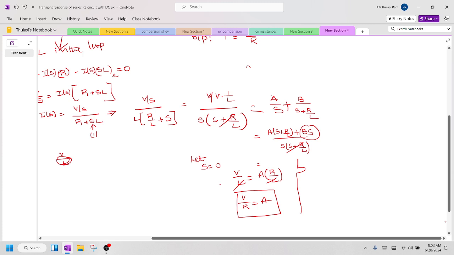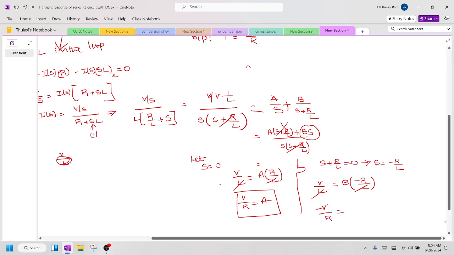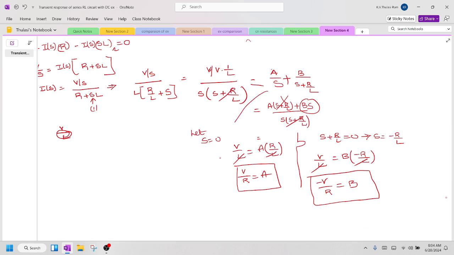Coming to the next one, substitute S plus R by L equal to 0, then automatically you get S equal to minus R by L. Substituting in this equation, you get V by L equal to V into S term, which is minus R by L, and the A term gets cancelled. L will cancel out, and we get minus V by R equal to B. So these are the values of A and B, which are now known to us. Now let us substitute all this in our equation.